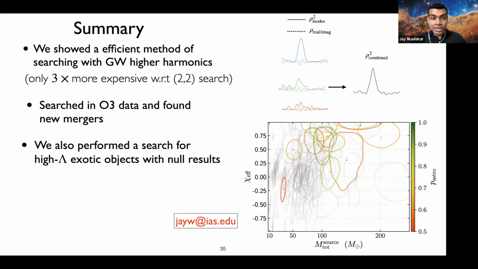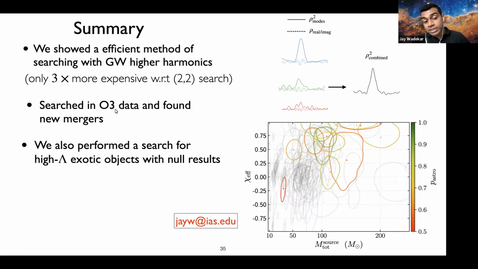Okay, so that was my last slide, and then let me just summarize. In the first part of the talk, I showed an efficient method for searching for gravitational waves, including these higher modes or higher harmonics, where our search was only 3 times more expensive than only using the quadrupole mode. This is in comparison to other searches which have been like 100x more expensive.